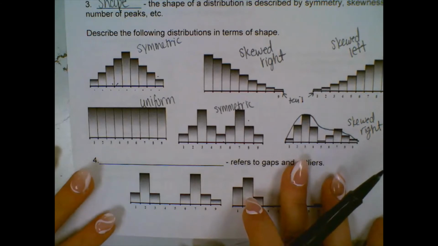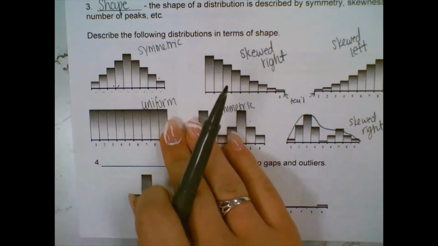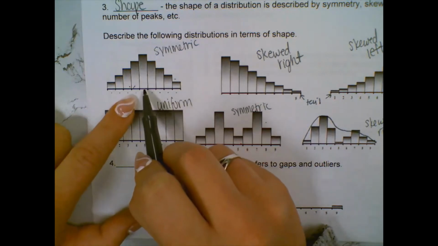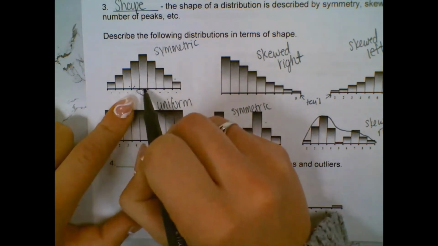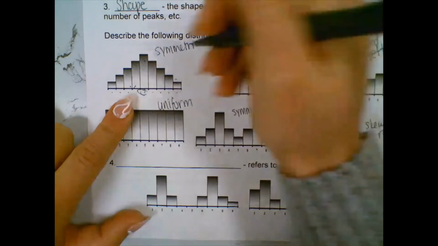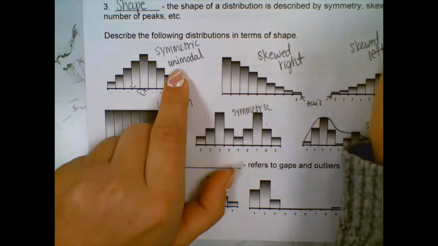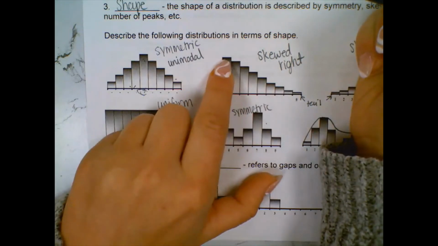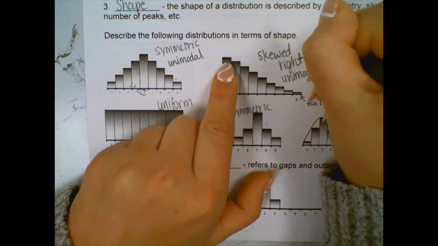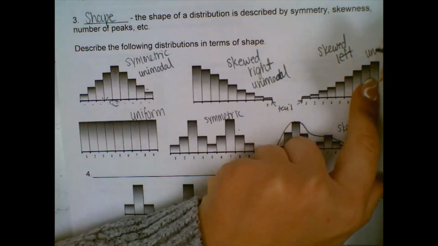Now, another way we will describe this is by the number of modes that it has. Remember, mode is the most occurring number. If I'm looking at this data, I might not have it labeled what my most occurring is, but I see that whatever this is right here, this is the most occurring, and I only have one of them. If I only have one mode, we use the word uni to describe that. Uni is a prefix for one, so unimodal. This one right here, same thing. I only have one bar that is at the highest, so this is unimodal. Here, same idea. I only have one highest number, so this is unimodal.